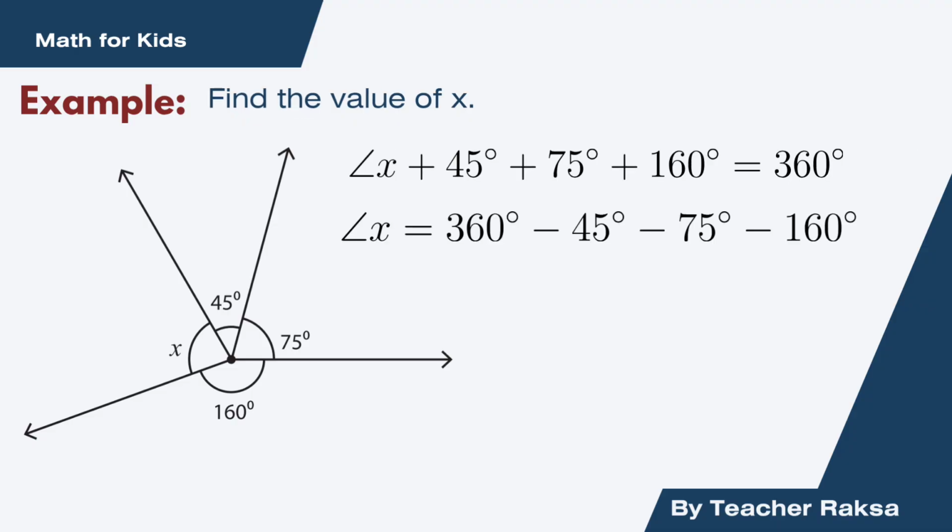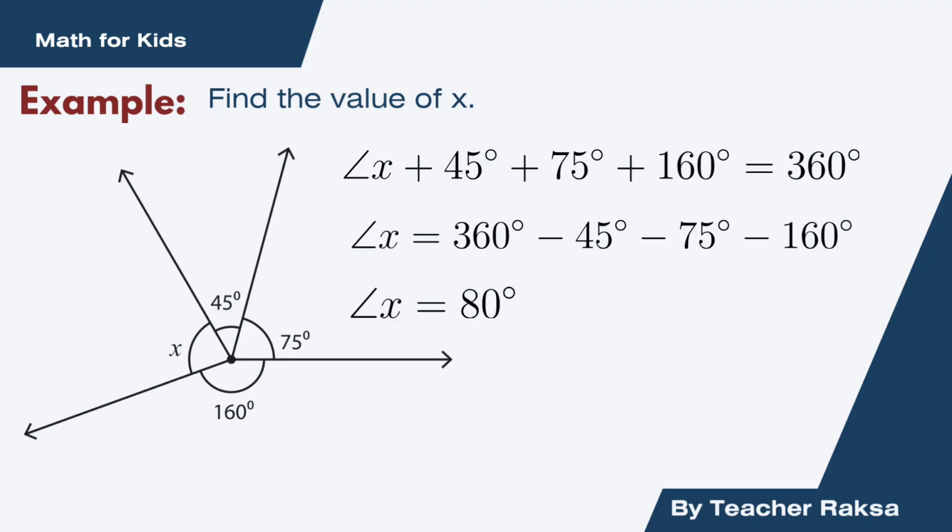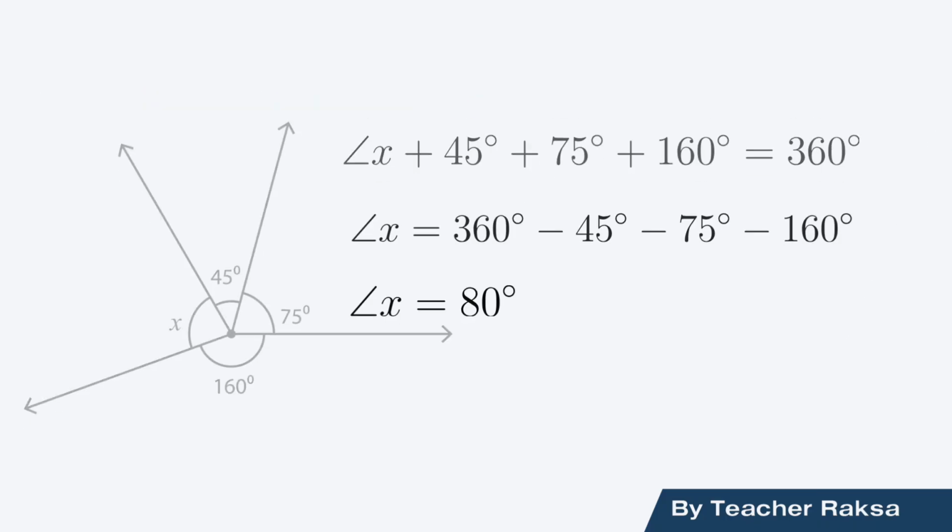To find x, we subtract the known angles from 360. 360 minus 45 degrees minus 75 degrees minus 160 degrees equals 80 degrees. So the value of angle x is 80 degrees. And that's how you apply the rule of angles at a point.